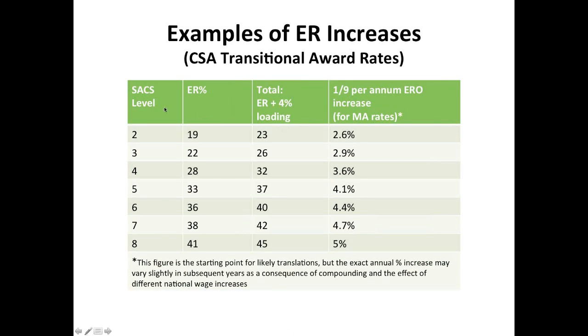So just as a representation, a SCHADS level 2 will move by 23% or 2.6 each year, and right through to a level 8 that moves by 45% or 5% each year. But obviously the amount of each increase will depend on where you started from in terms of your transitional rates.